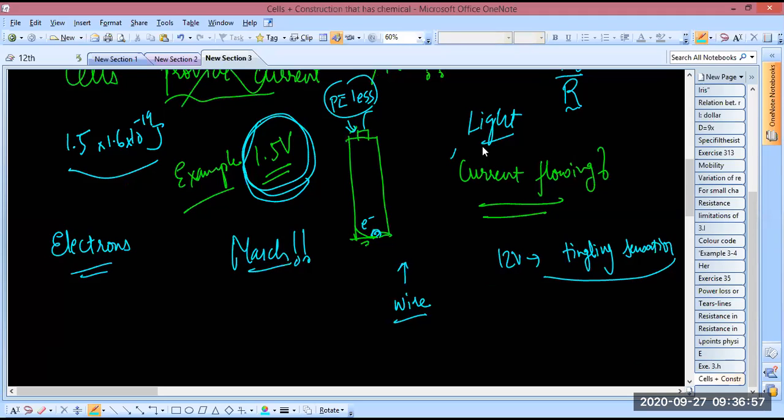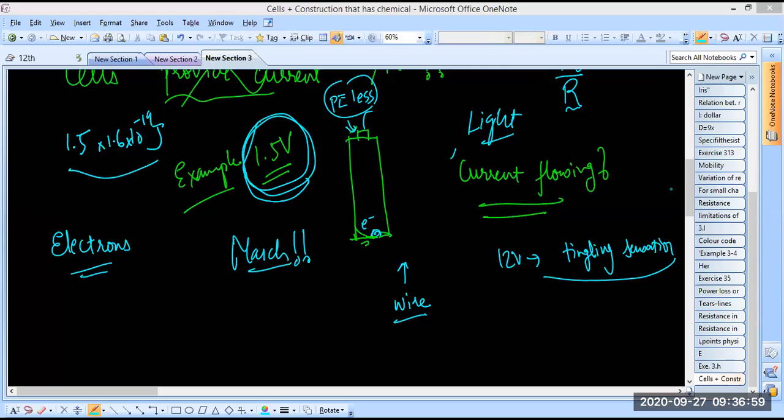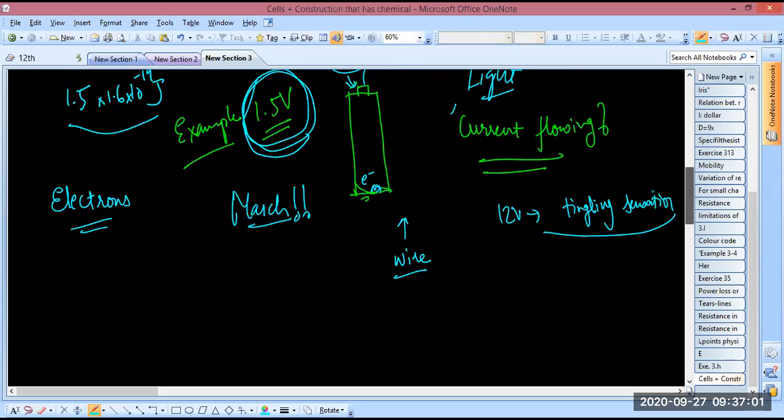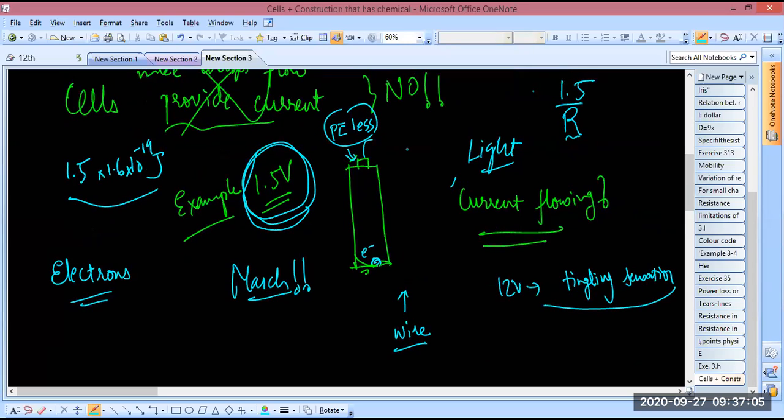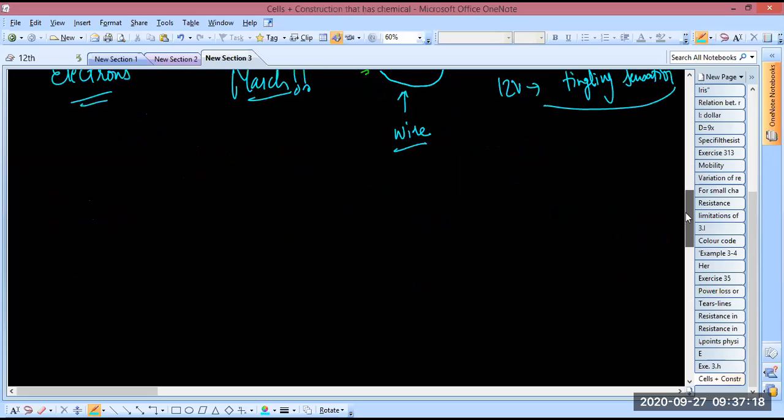Well, Vishwa, it's okay. Let me complete what I was saying. Cell provides potential difference. Whether the charge flows or not depends on how much is the resistance between the two, right? So if there is an insulator here, there will be no flow. If there is a very good conductor, it will flow easily.